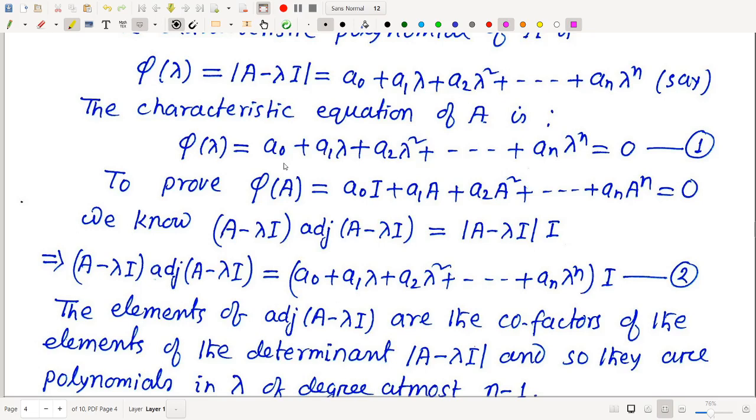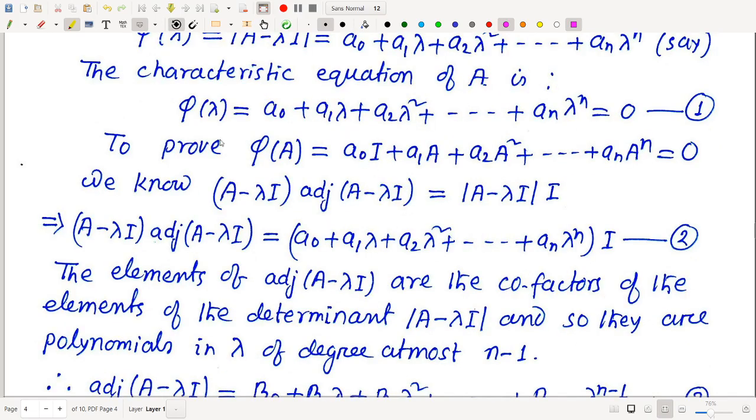Another fact here is that when we replace lambda by A in phi A, the A naught must be written as A naught into capital I. In all other places lambda is replaced by A, A square, up to A to the power n, but A naught is multiplied by capital I, where I is the unit matrix of order n. Otherwise, A naught plus A1 into capital A, a scalar plus a matrix, is not possible, meaning undefined. That's why, to make the value of the polynomial expression meaningful, this is the definition: when you replace the variable by a matrix, you have to replace the constant term with constant term into unit matrix.